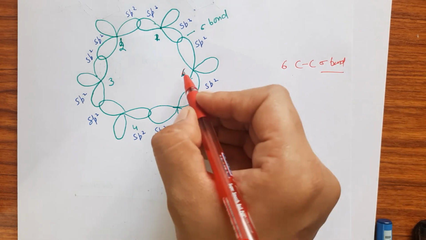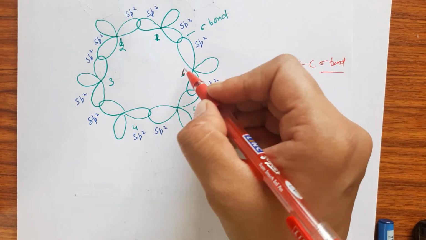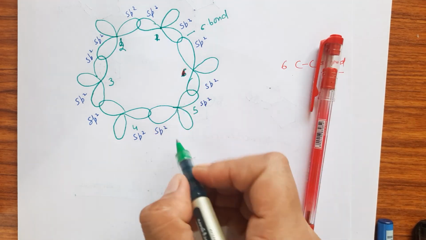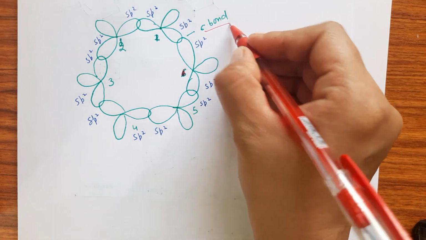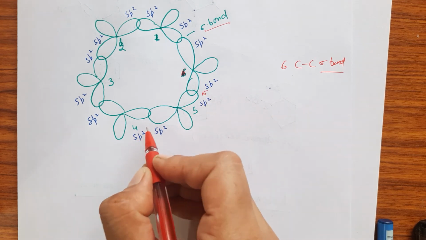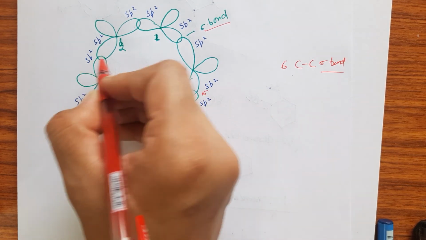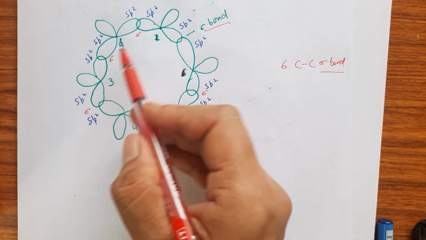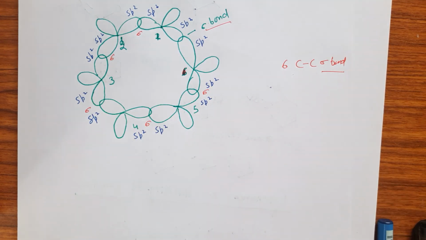right? That means 1 sigma. This is 6, sorry, this is 6. This is 1 sigma. This is sigma bond. This is also sigma bond, sigma bond, sigma bond, sigma and sigma. So 1, 2, 3, 4, 5 and 6 carbon sigma bonds.